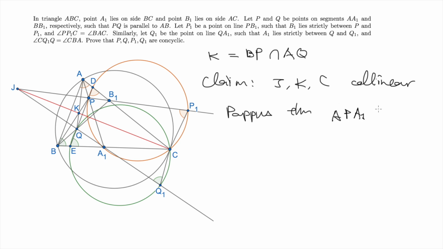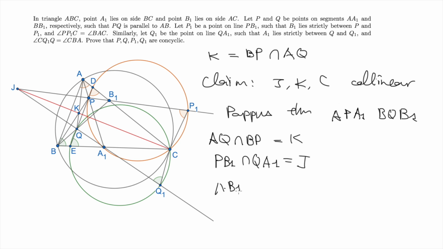This is indeed a simple application of Pappus's theorem. Well, we have two lines, A, P, A1 and B, Q, B1, and Pappus's theorem states that the intersections of opposite sides lie on the same line, which are nothing but the points K, J, and C. So K is the intersection of AQ and BP, and J is the intersection of PB1 and QA1. And finally, C is the intersection of AB1 and BA1. So we prove that J, K, and C are collinear.